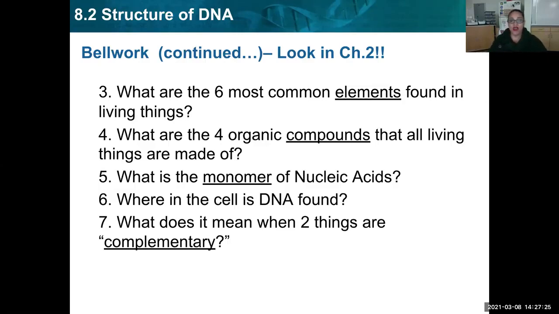Does anyone remember the monomer of nucleic acids? Good, Angelina, nucleotides. Yep. Nucleic acids are made of monomers called nucleotides. Good, Desiree. And number 2, where in the cell is DNA found? Not the nucleolus. That was a picture of the nucleolus, but just the nucleus, yeah. DNA is found in the nucleus. There's a couple other organelles that DNA is found in, but we mostly concentrate on the DNA in the nucleus.